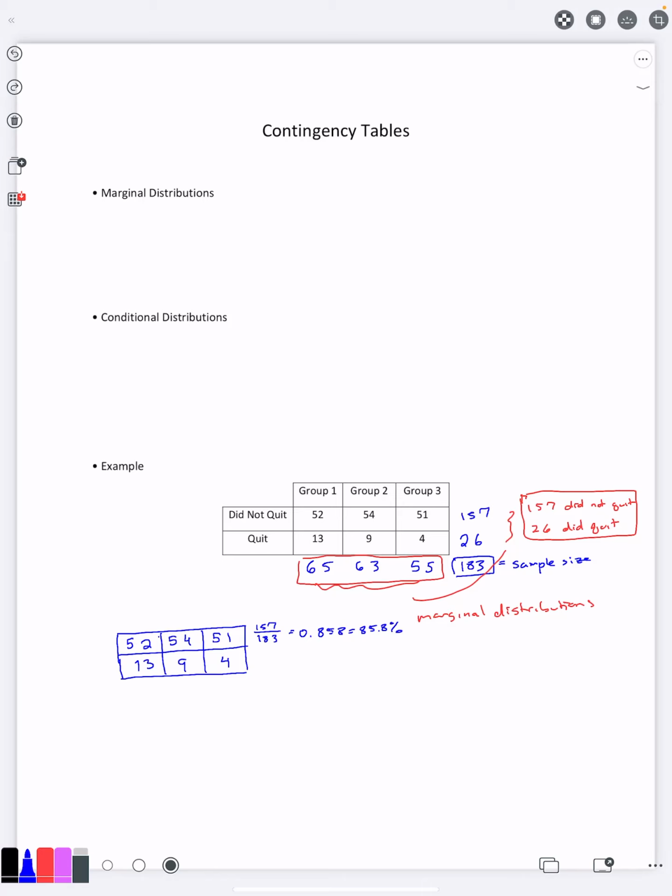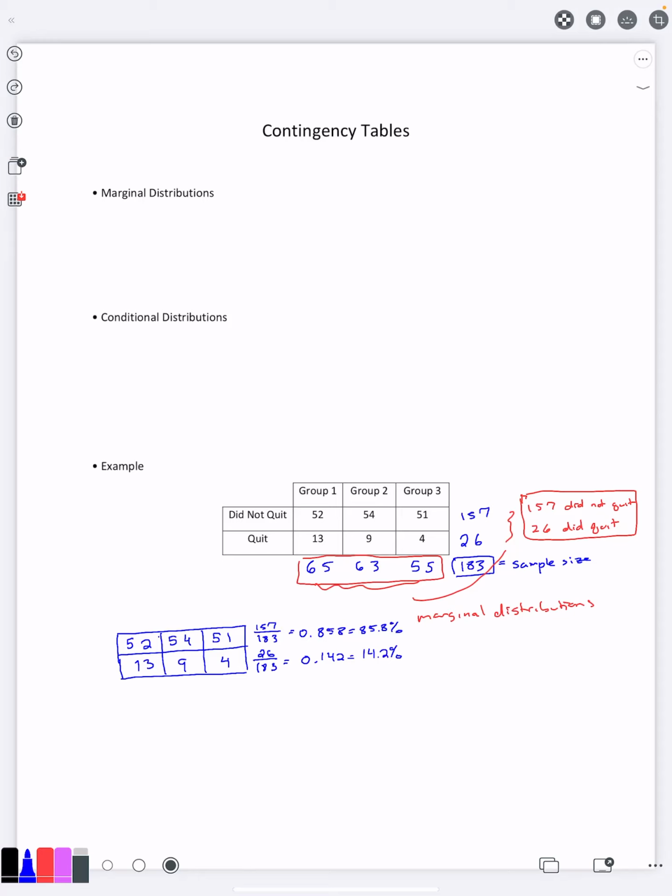And then if I did the same thing for the second one, 26 out of 183. Put that in my calculator. And then I get 0.142, which is 14.2%. So this is giving me my marginal distribution, but in terms of relative frequency instead of frequency. And there are definitely times when we want that.